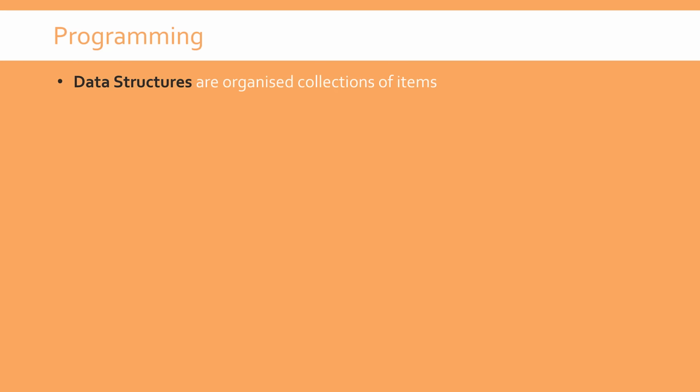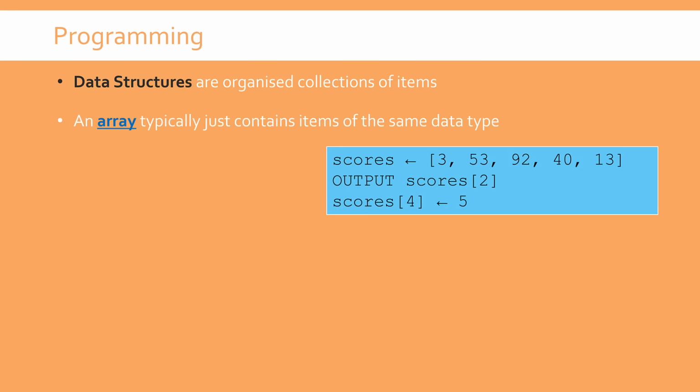There are two data structures to know about. A data structure is an organized collection of items. By far the most commonly used one is an array. So an array will typically just contain items of the same data type. So this first line here, scores is set to, then these items are part of this array. And we use square brackets to signal that it is an array. And you can see all of these are integers.